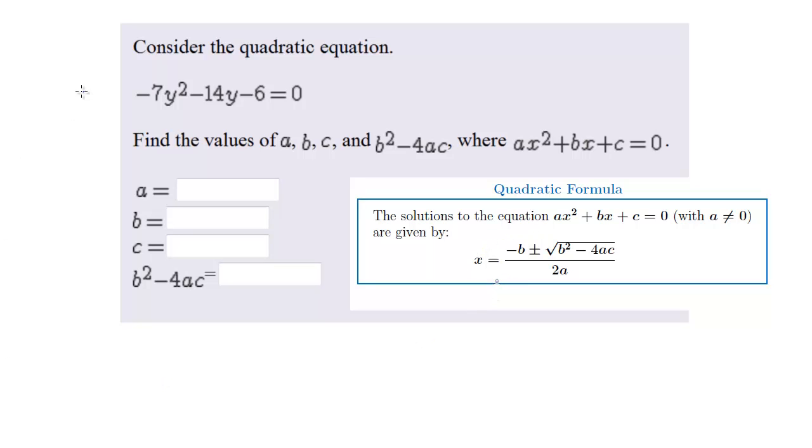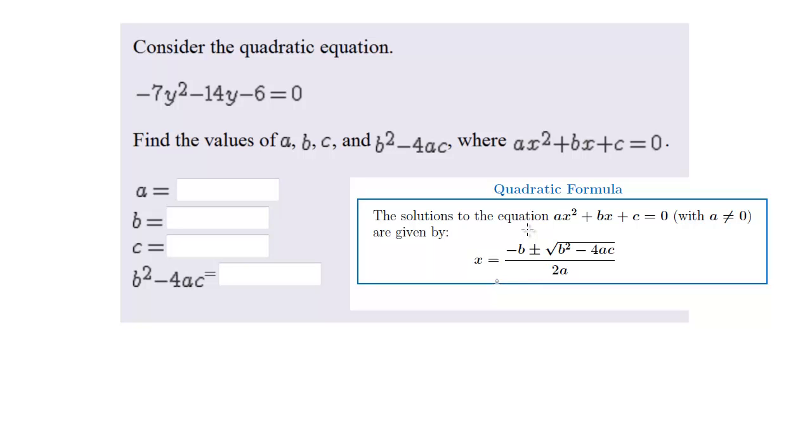So let's consider the example, negative 7y squared minus 14y minus 6 equals 0. And we are going to find the values of a, b, and c, and also b squared minus 4ac. b squared minus 4ac is simply the quantity that's under the square root. So we are simply going to identify a, b, c, and b squared minus 4ac for this equation. Those are the key elements that we use when applying the quadratic formula.